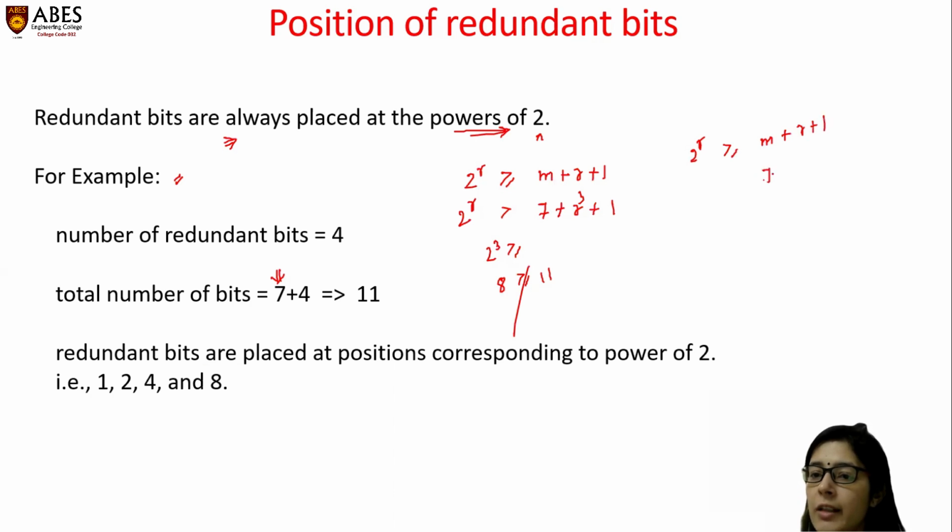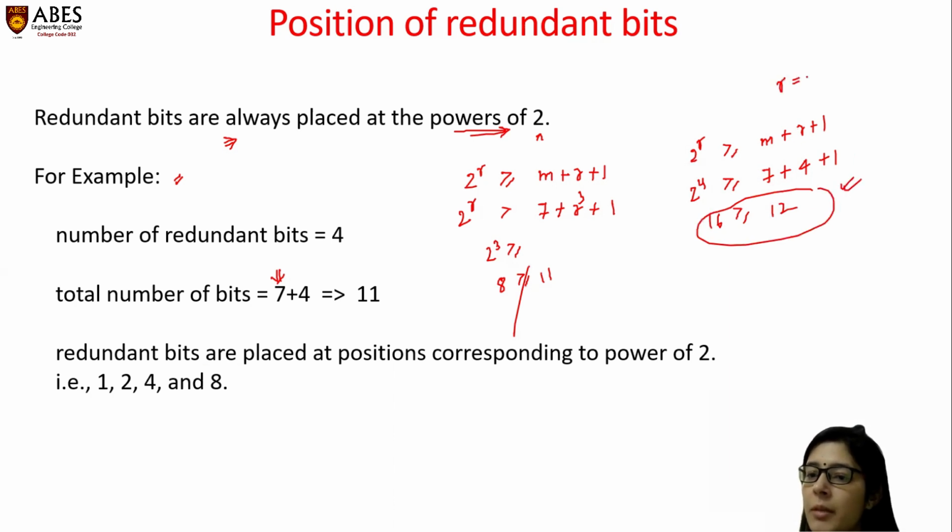The size of the original data is 7. If we place the value of r as 4, we check whether the formula is satisfied or not. 2 to the power 4 is 16. 16 is greater than or equal to 7 plus 1 is 8, and 8 plus 4 is 12. So now the formula is satisfied. It means we need to keep the redundant bits as 4. So the redundant bits that need to be appended will be 4.